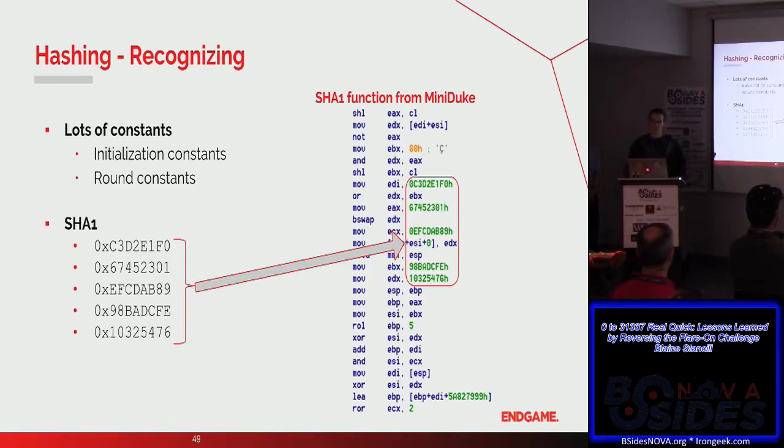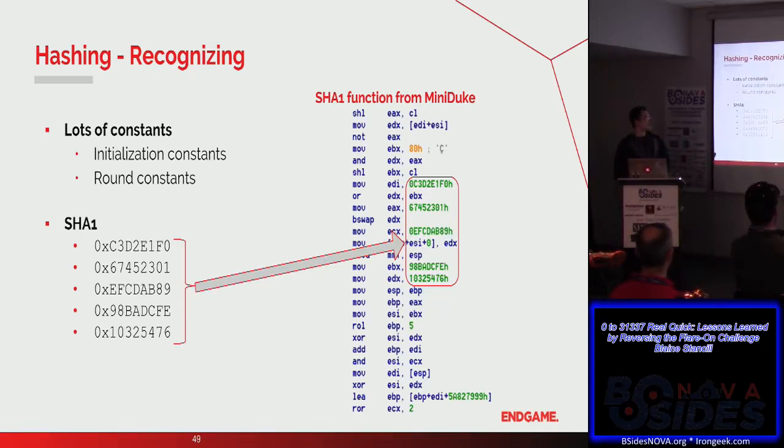A key giveaway for these functions is that typically at the beginning you'll see what are called initialization constants. And these are static for all the hash functions. I don't want to say cryptographic improvement, but smart people work on it, so don't change these values. So they're always going to be static, and you can just do a quick Google search on them, and it will come up with whatever hash function it is using.